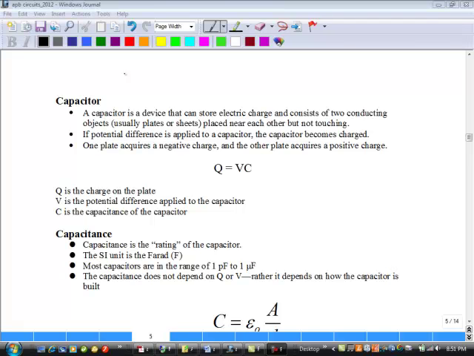Part 2 of the notes, we'll talk about capacitors and series and parallel circuits. This is on pages 5 through 8 of your notes. A capacitor, this is all review. This is what we talked about. You had a test over it. I'm throwing it back in there just so you know it.